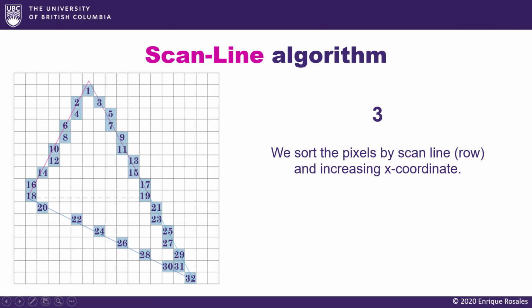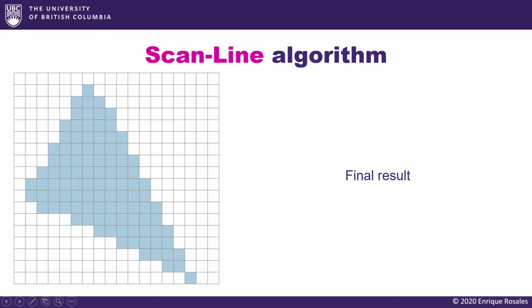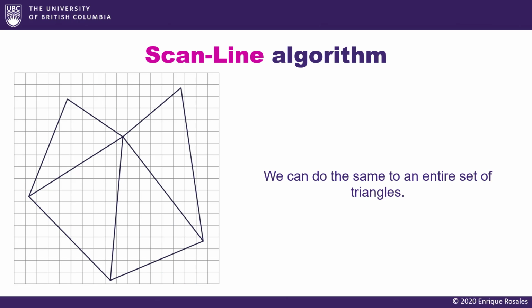The next step, I think it will be very obvious at this moment, we just fill the span between pairs of intersections. So for each row, we fill everything that is in between 4 and 5, in between 8 and 9, and in between 14 and 15 and everything. And again, this is done in parallel and is super, super cheap. So we end up with the final result, the discrete version of this continuous object that is this triangle.